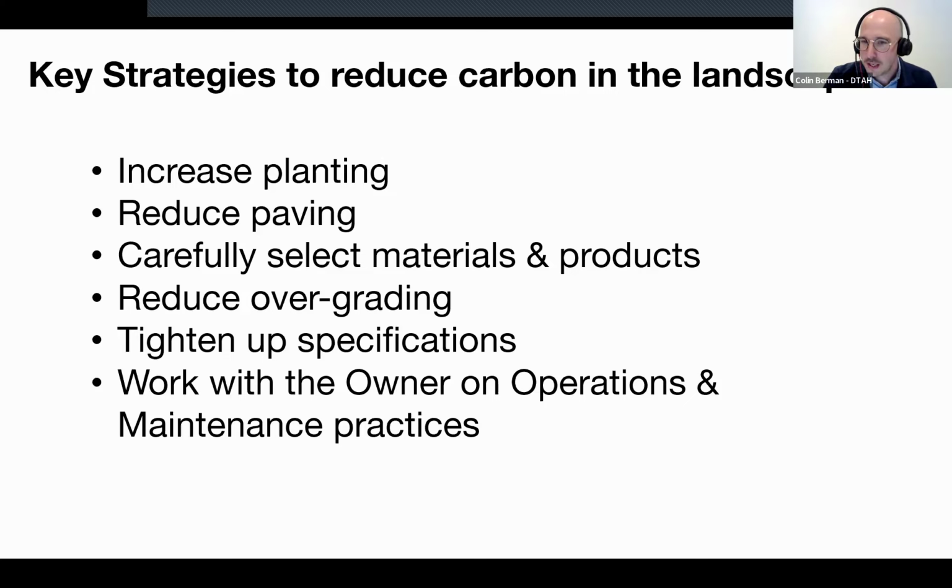Avoiding overgrading is another critical practice, since excessive grading can release large amounts of carbon. By working with the natural topography, we help keep carbon in the soil. Controlling specifications helps us achieve the exact outcomes we aim for. And finally, we work with owners to find maintenance solutions to reduce the landscape's operational carbon impact. Altogether, these strategies form an effective toolkit for creating climate-friendly projects.